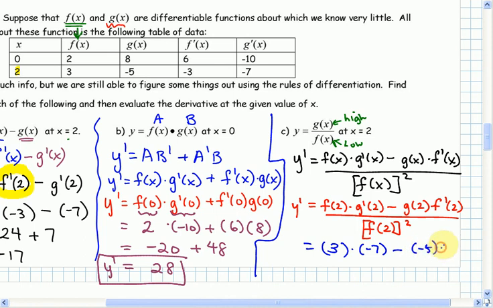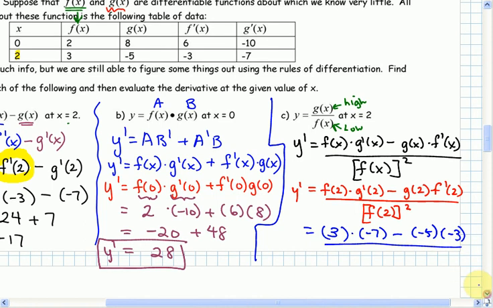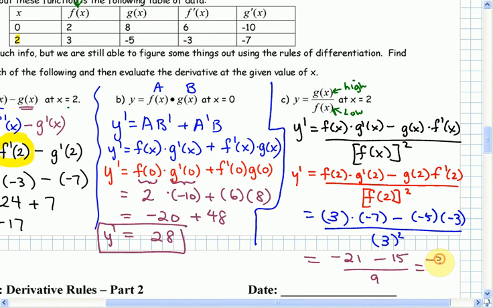Can somebody check my work? I'm getting scared. F of 2. Negative 21 minus 15 over 9. 3 squared. Negative 4? Yeah. Yeah.